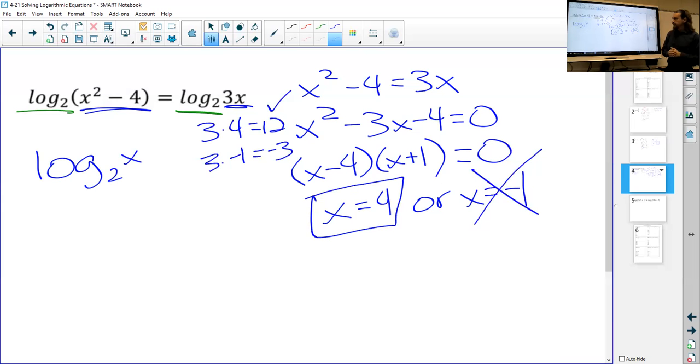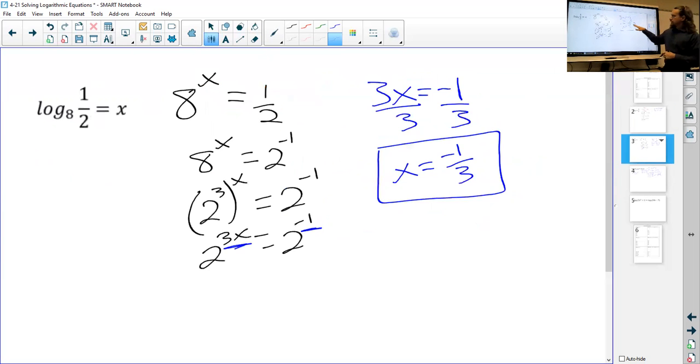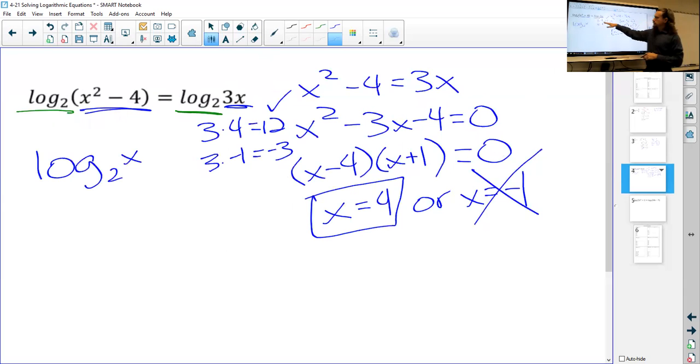Okay, so try these out. Remember, if you have log base something of x, you're just solving an exponent. If you have log base something of a number equals x, then you set it up as the base to the x equals a number, and then you solve for that exponent. Or if you get one of these, you take everything after the log, set those two sides equal to each other, and then solve for x.